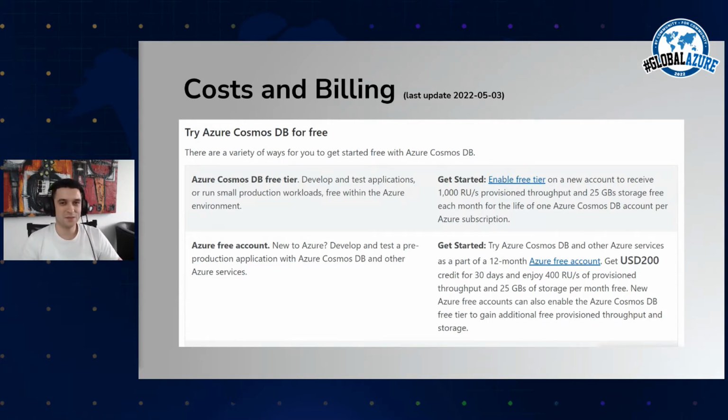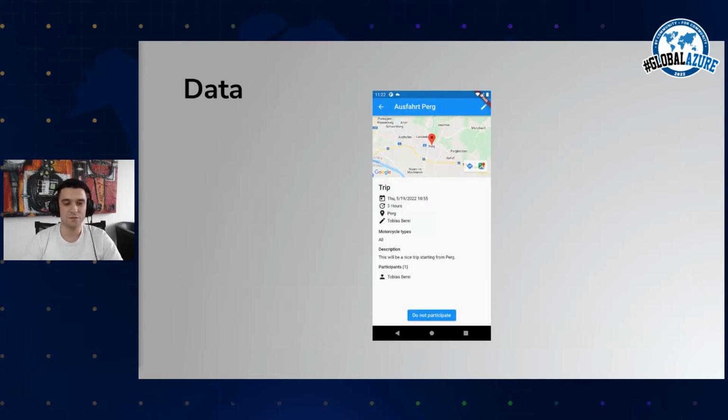So now that we've talked a bit about Cosmos DB, let's talk about the data. And as I told you in the beginning, Cosmos DB also supports me, helps me to think in features. So why don't we just start out with a feature? I showed you this view. In this view, I can see all the trip details. I can see when it starts, where's the meeting location, and so on. And in the bottom part, there are the participants that joined this trip.